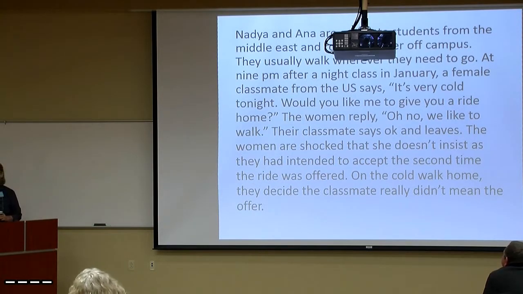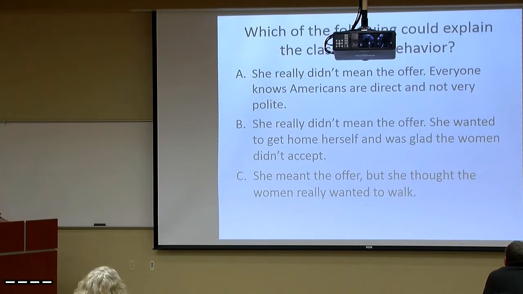So this is the scenario part. Three options. Which of the following would explain the classmate's behavior? A, she didn't really mean the offer. Everyone knows Americans are direct and not very polite. B, she didn't really mean the offer. She wanted to get home herself and was glad the women didn't accept. C, she meant the offer, but she thought the women really wanted to walk.